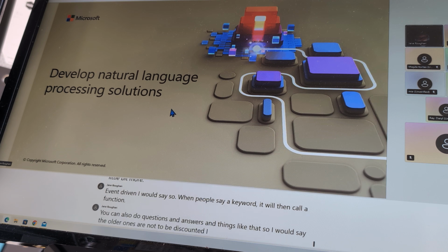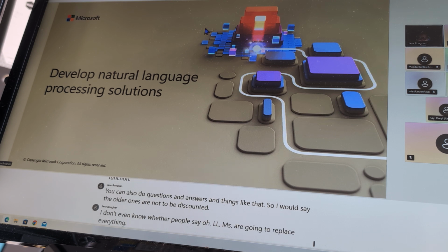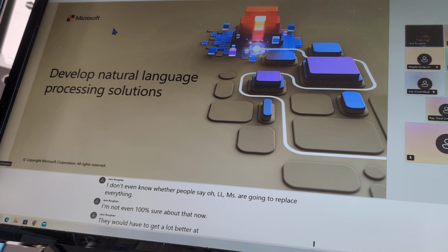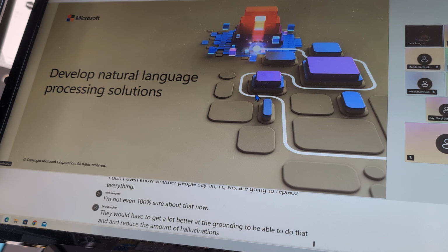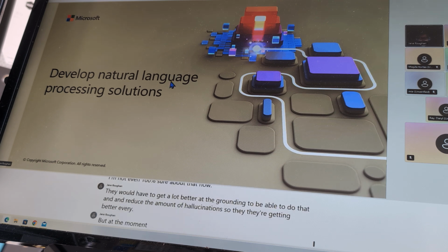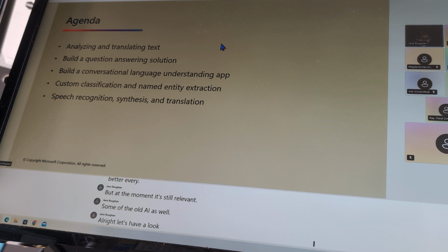I don't even know whether people say, oh, LLMs are going to replace everything. I'm not even 100% sure about that now. They would have to get a lot better at the grounding to be able to do that and reduce the amount of hallucinations. So they're getting better every day, but at the moment, some of the old AI is still relevant as well.